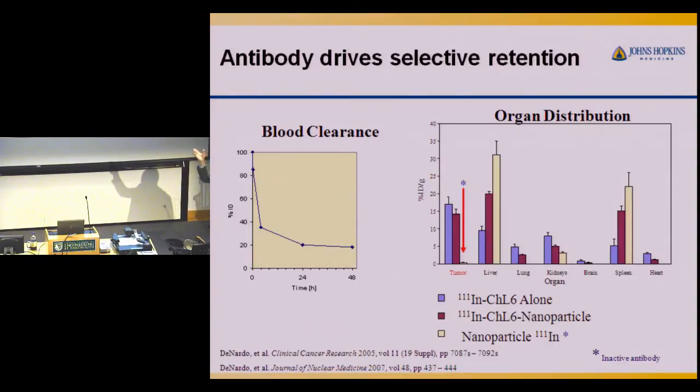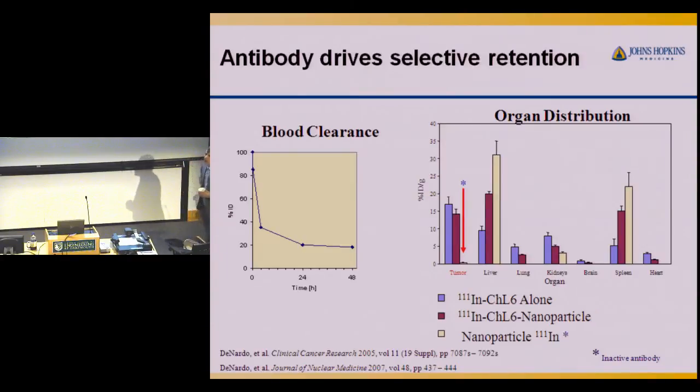So what do you see? Well, when the antibody is not functional, where does the particle go? Mostly into the liver and the spleen. Does any stay in the tumor? Not really. Clearly, these particles get into the tumor, but they don't stay there.